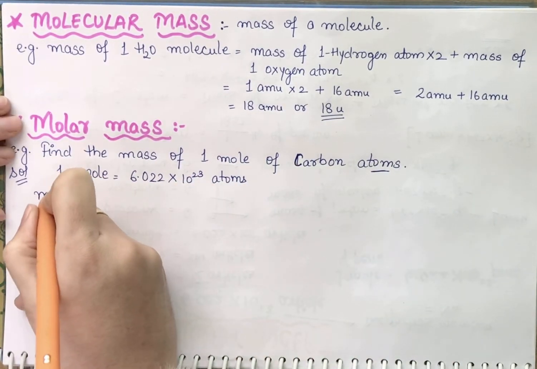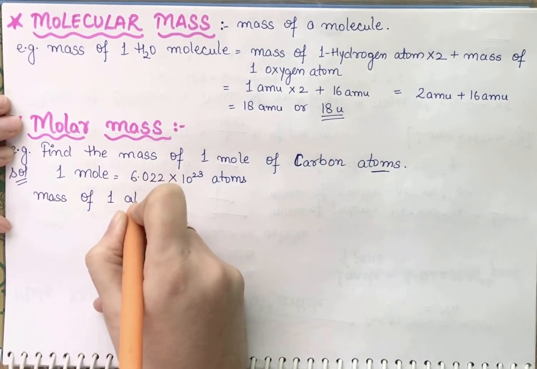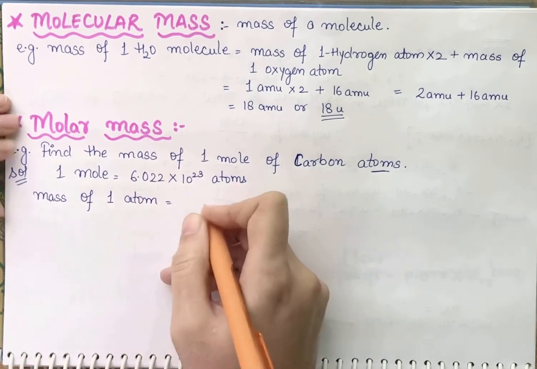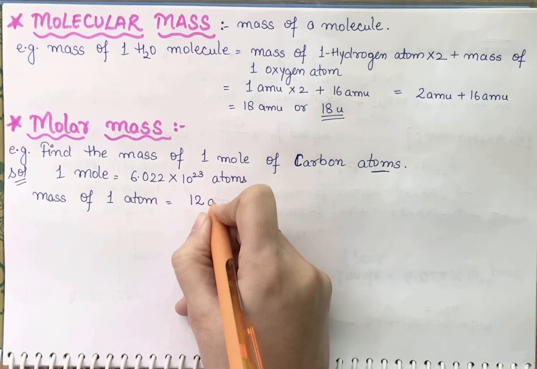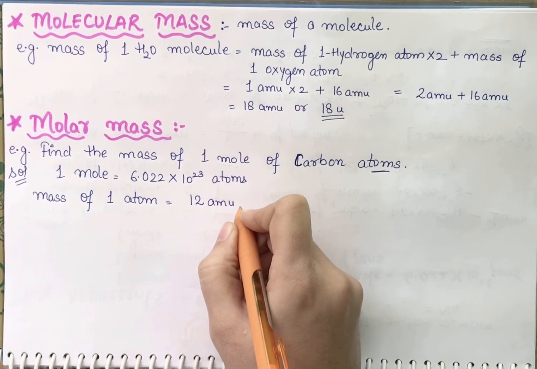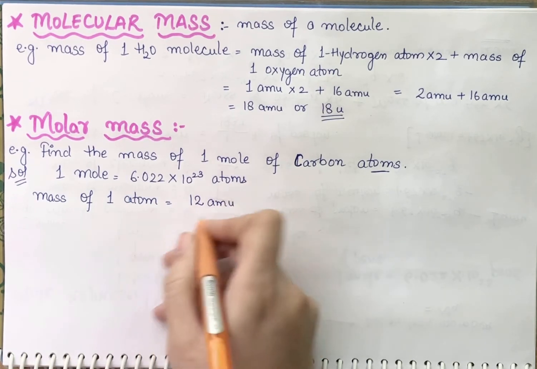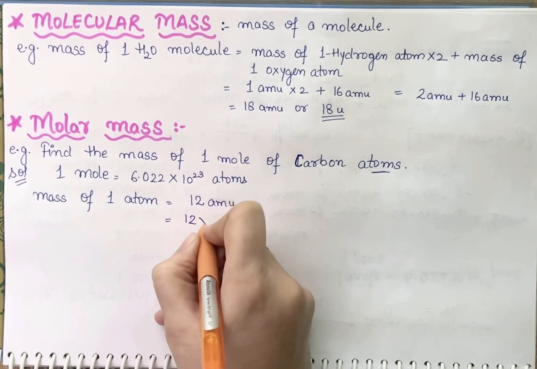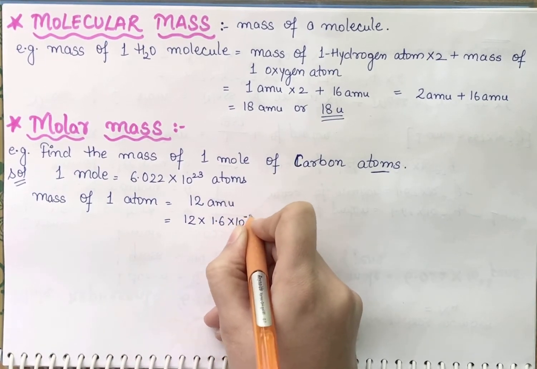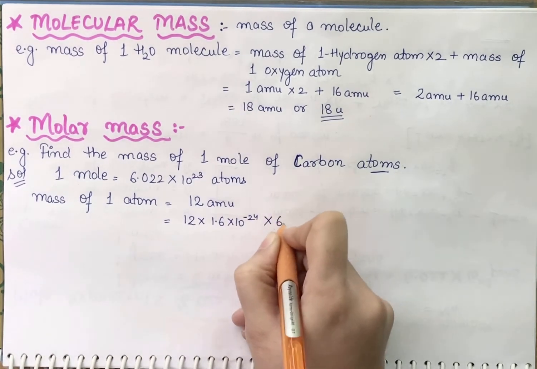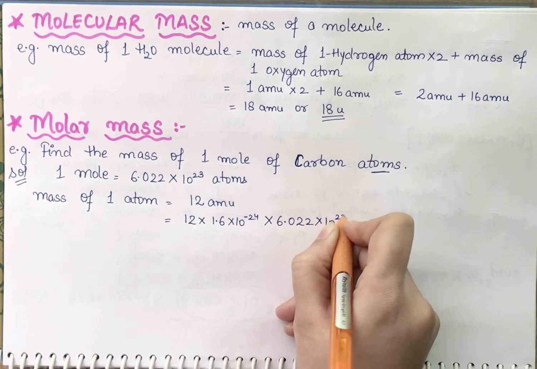Now the mass of one atom is equal to 12 AMU, right? Now I'll replace the value of this AMU. It will be 12 into 1.6 into 10 raised to power minus 24 into 6.022 into 10 raised to power 23 atoms.